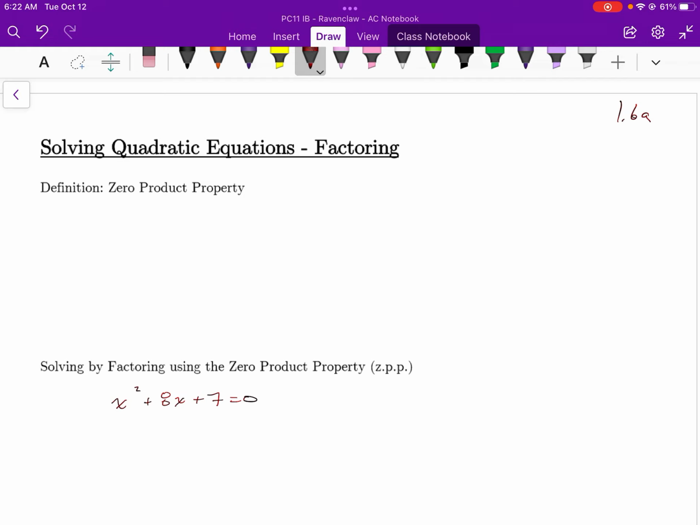Our next topic for this unit will be solving quadratics using factoring. Now, this is actually using the zero product property. The definition of the zero product property is: if a and b are factors, and a times b is equal to 0, then what can we conclude here? We can conclude the factor a is equal to 0 or the factor b is equal to 0.